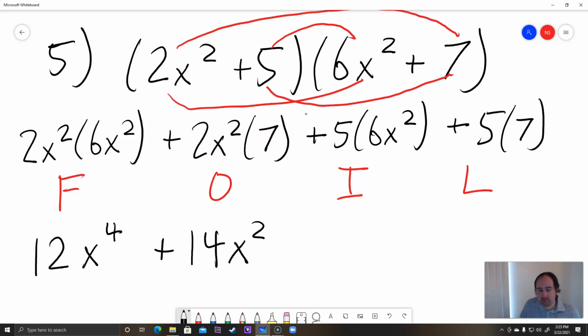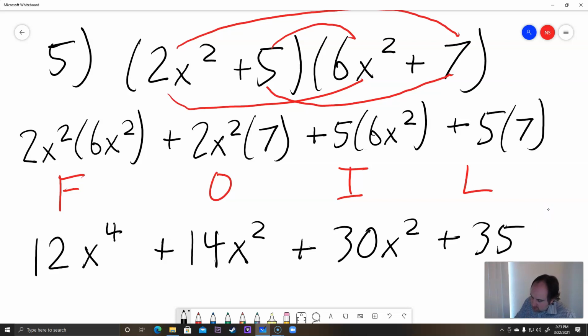And there's only one variable, so there's nothing to combine it with. Same thing for the inner. For the inner, we have the coefficients, which is 5 times 6, and that's going to be 30. So we have 30x squared. Okay? And so our inner is 30x squared, and then our last is going to be 5 times 7, which is 35. So we have plus 35 at the end here. Okay, so we have 12x to the 4th plus 14x squared plus 30x squared plus 35.